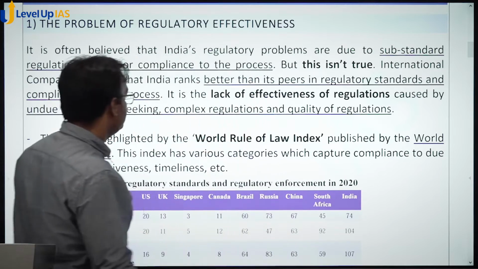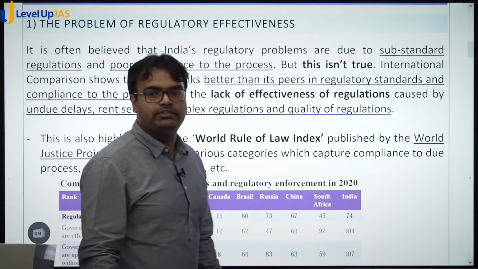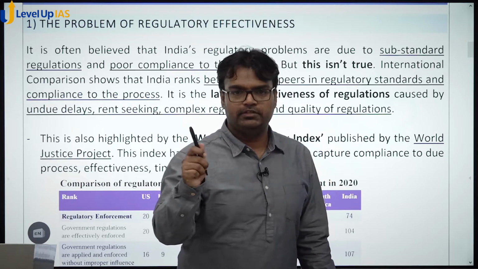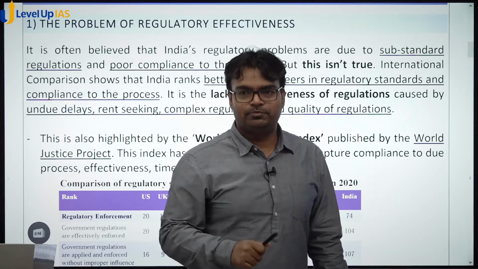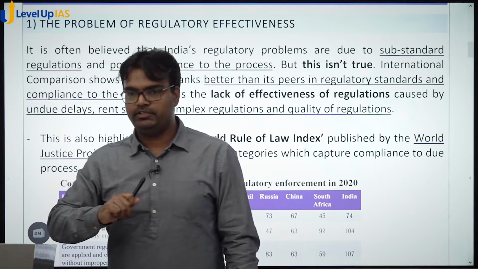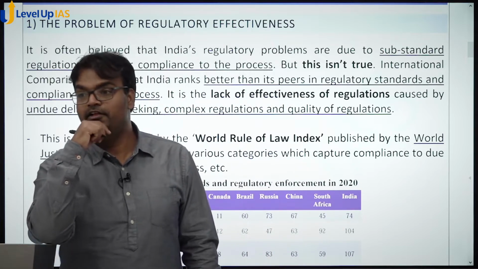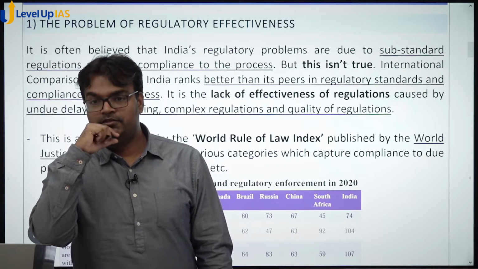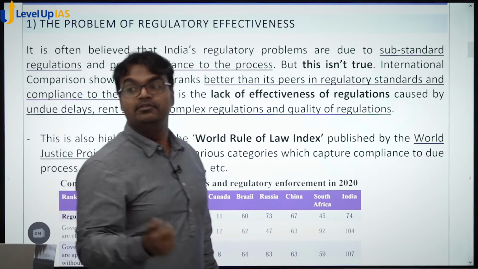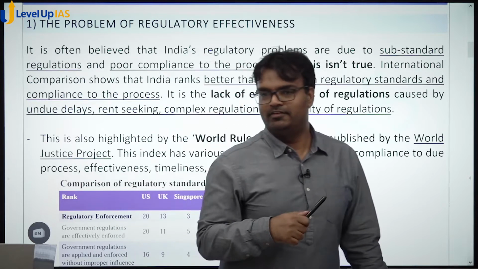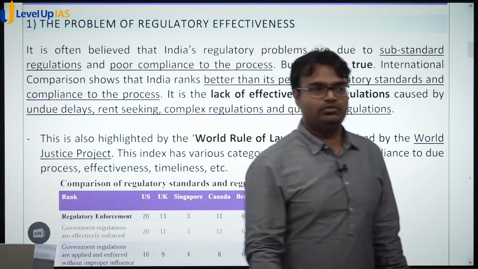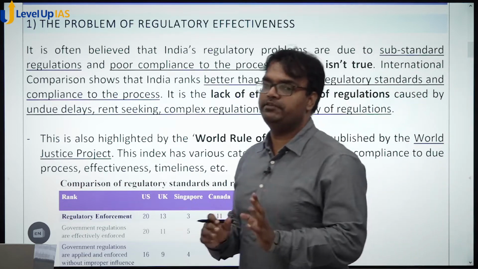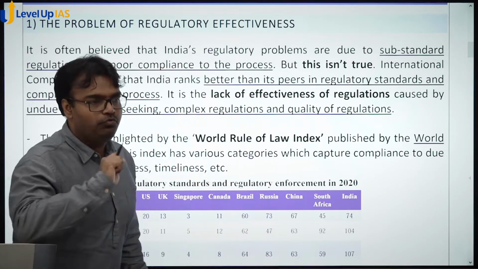In fact, there's a World Rule of Law Index. Who publishes the Rule of Law Index? We have already covered it in international bodies. World Justice Project. What was the other report by World Justice Project? Revise. This was also asked in prelims 2018. We had covered this in class. Please revise it properly. So anyways, come to Rule of Law Index.